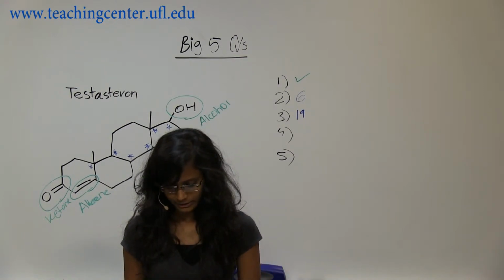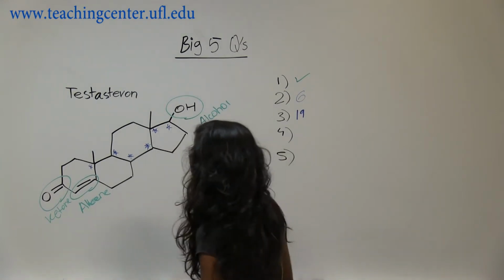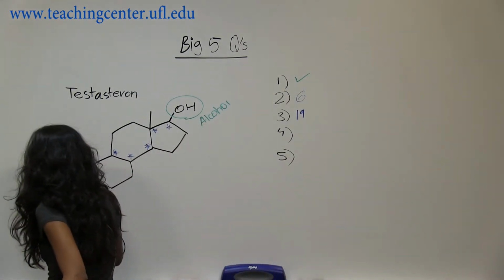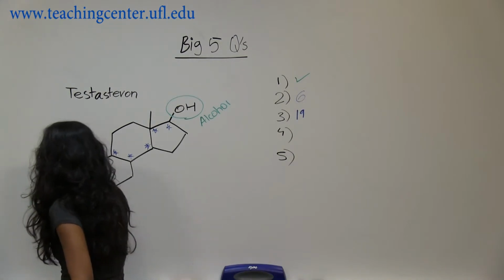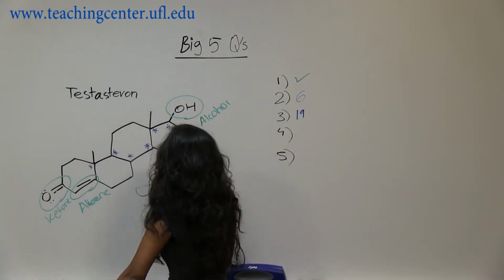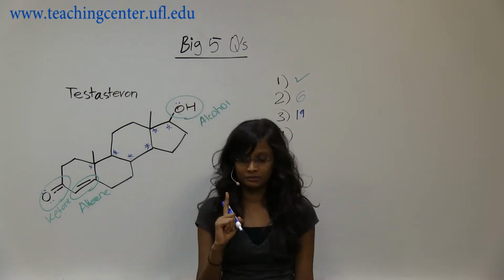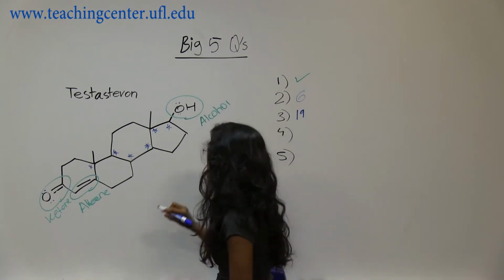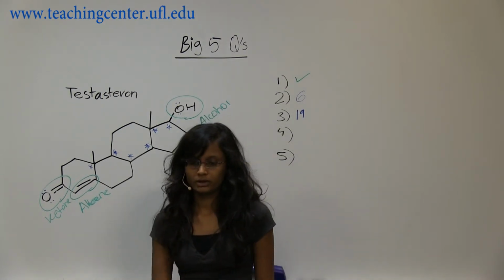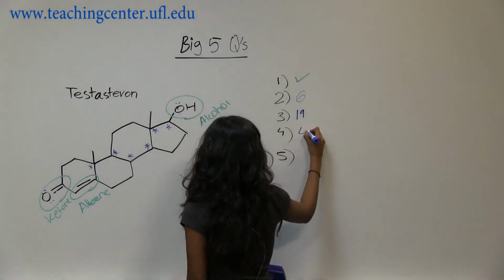Okay, the fourth question is how many lone pairs are there? So keep in mind, oxygen is always going to have 2 lone pairs. And we don't have nitrogen in this case, but if you do have nitrogen, nitrogen's always going to have 1 lone pair. So in our case, we only have 4 lone pairs. 2 on this oxygen, 2 on the other.